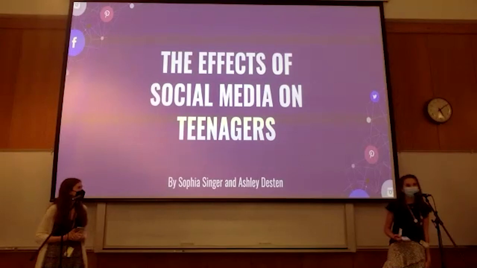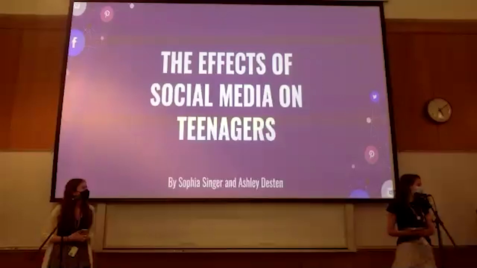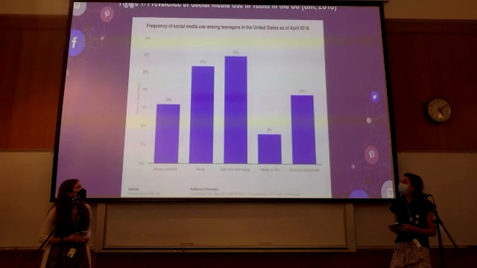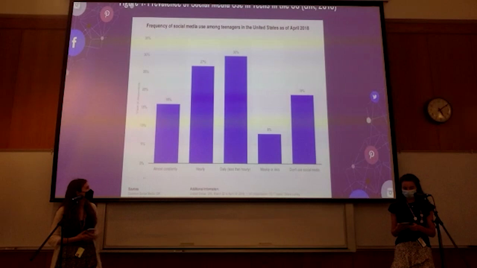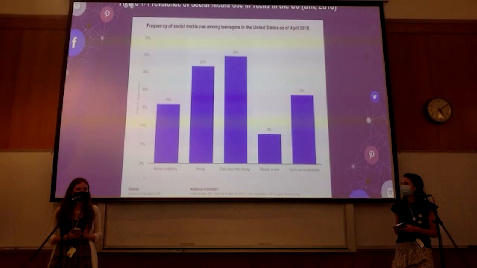Hi, I'm Sebastian, and I'm Sophia Singer. And we're going to talk about the effects of social media on teenagers. First, we're going to look at this chart of the prevalence of social media in teens in the US. So we can look and add up the first eight percentages and see that 81% of teens use social media and 73% of teens use social media at least daily.